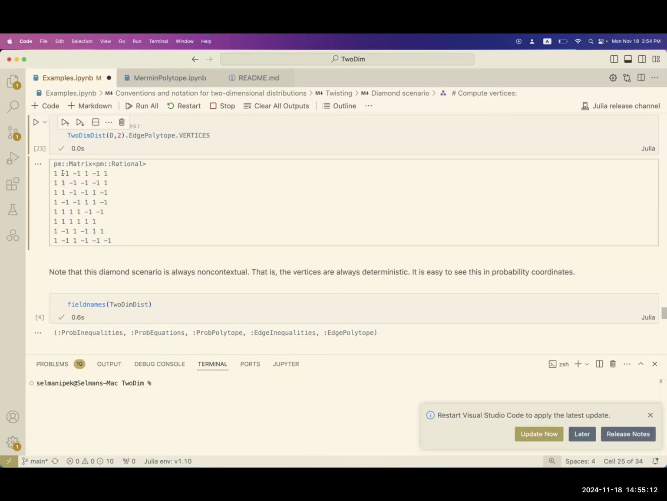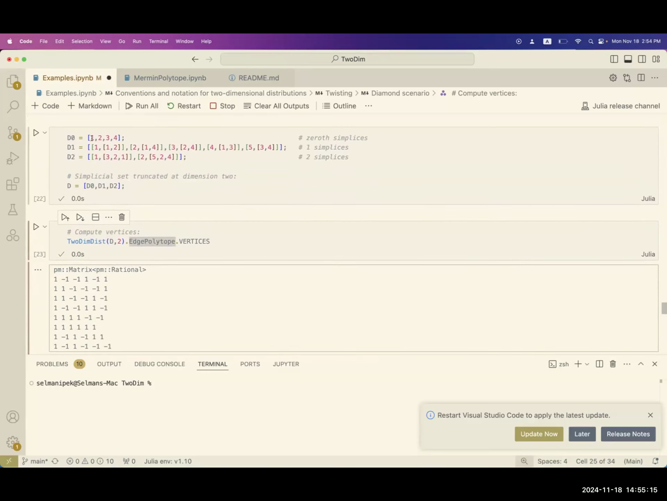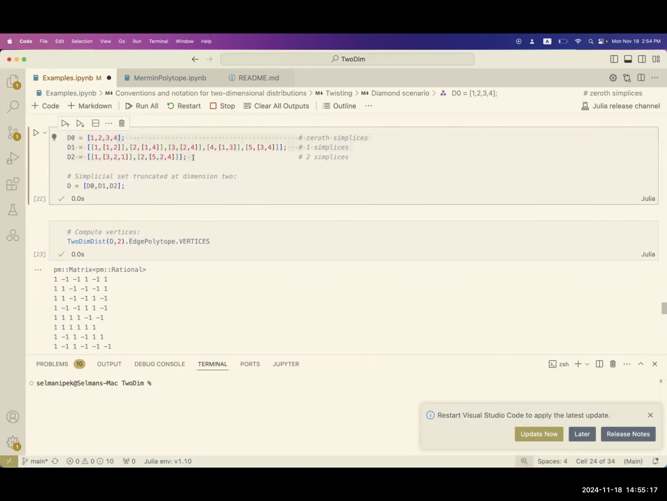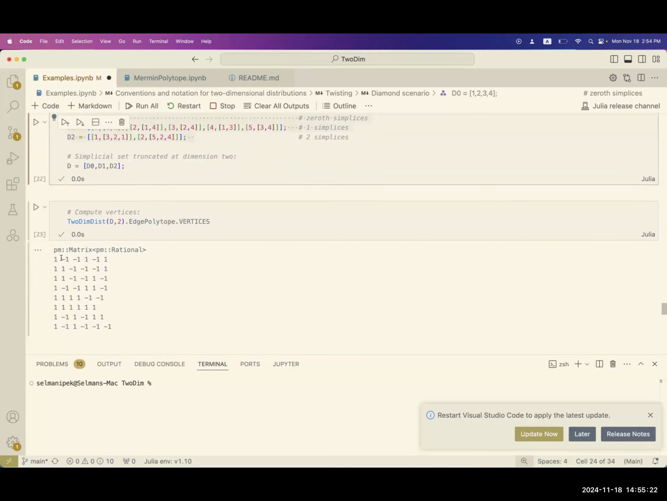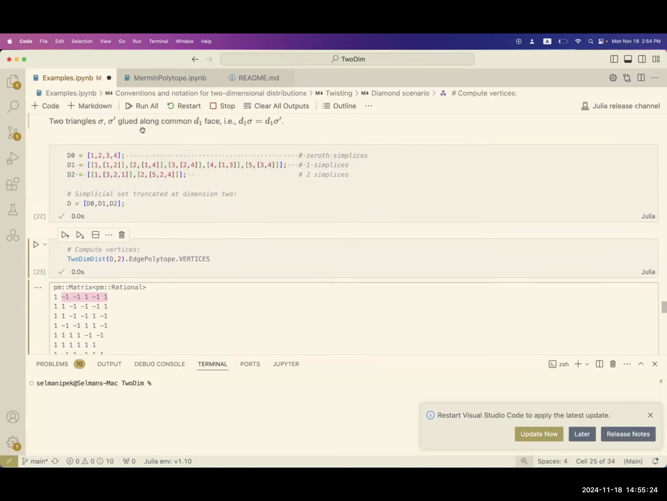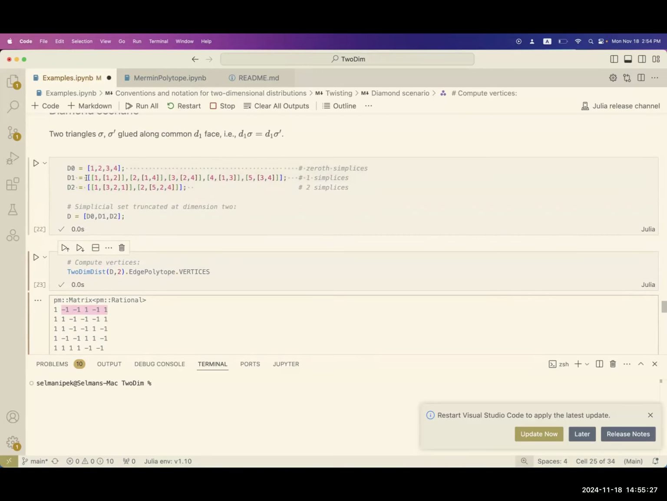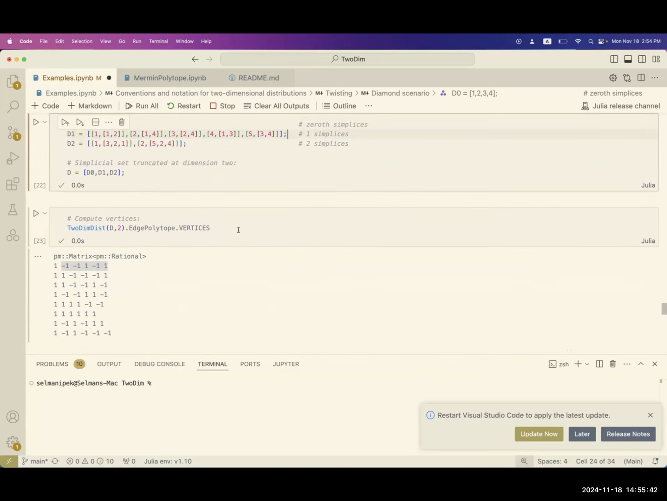Really? Yeah. So if you just put in this two-dimensional simplicial set here, and you compute the edge polytope, the vertices will be given, these are the coordinates, and they're given in this order. These are the one simplices, so the 1, 2, 3, 4, 5, exactly in that order. Okay, I understand. Thank you, Sam. Okay, any other questions?